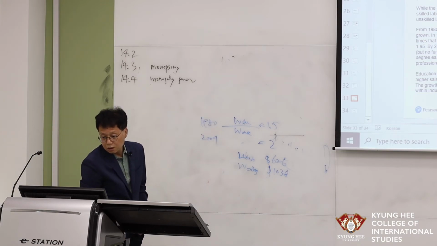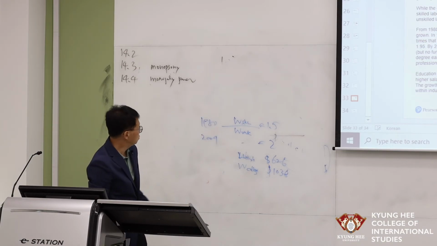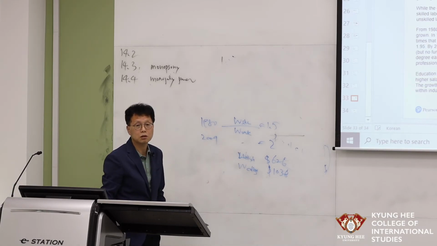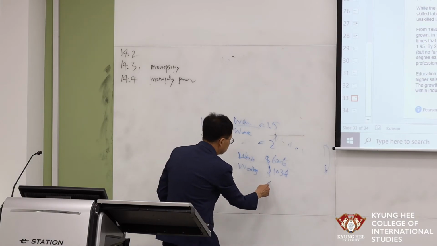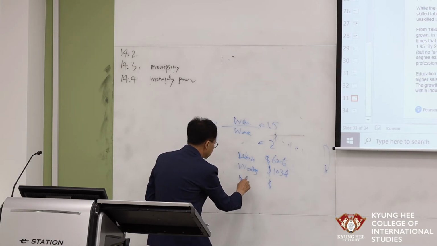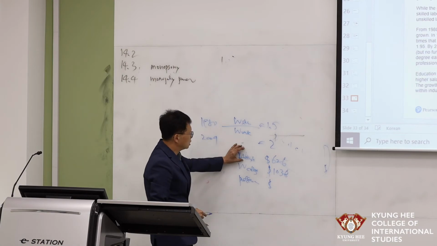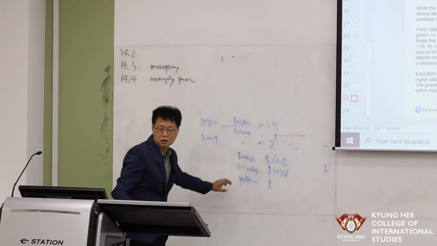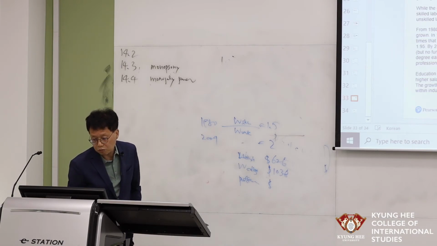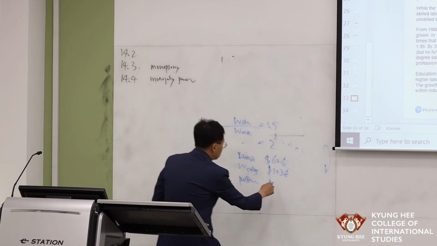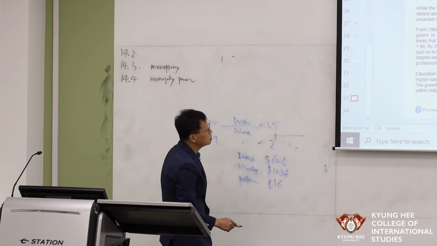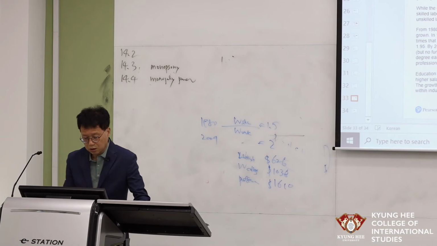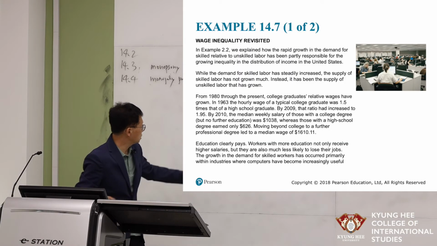And workers who receive more education than this, a master's degree or a PhD degree, their wage rate, we said that is professional workers, right? Unskilled labor, skilled labor, professional workers, scientists, engineers, like this, right? The professional workers' wage rate is $1,610. Okay? So this one is like this.